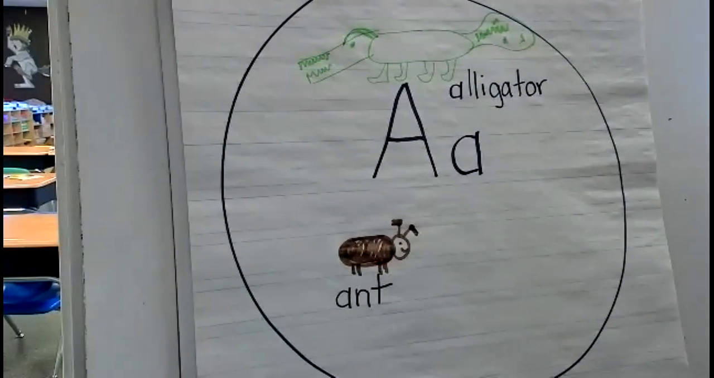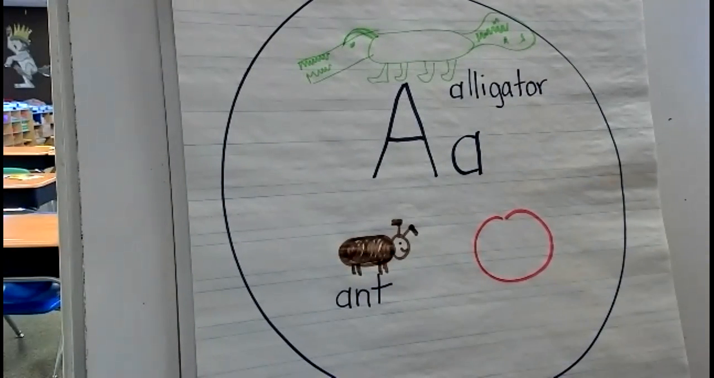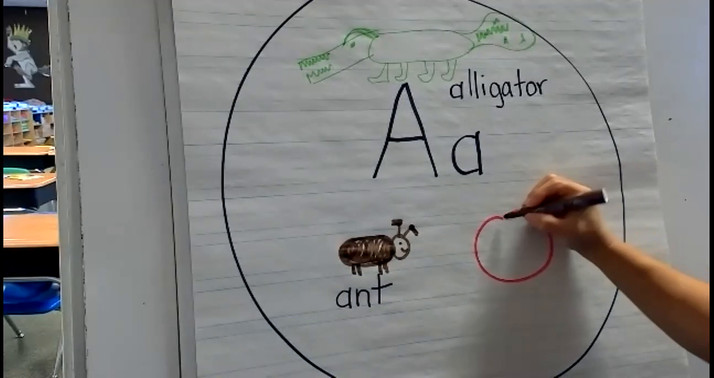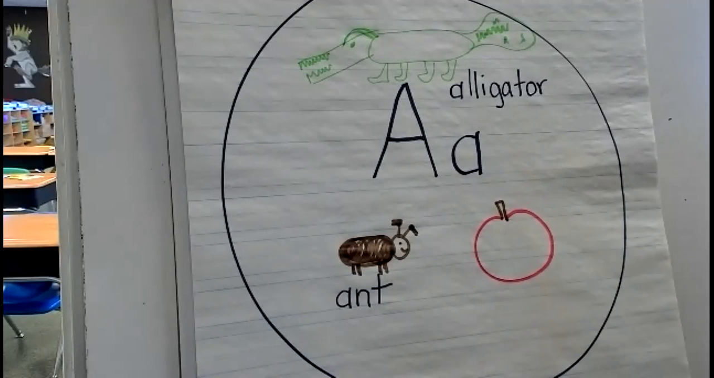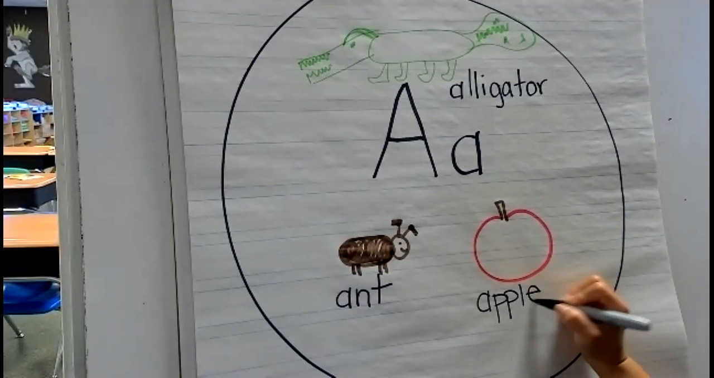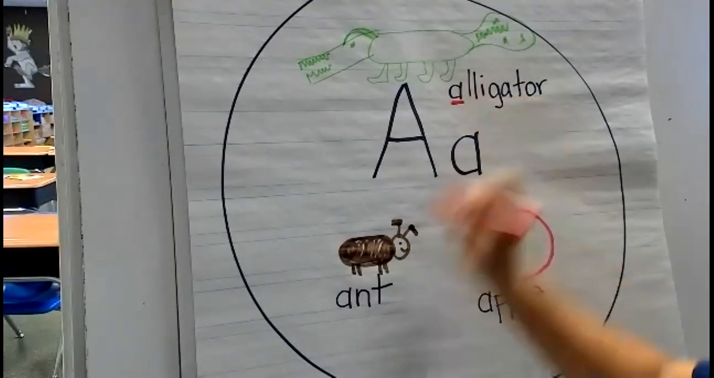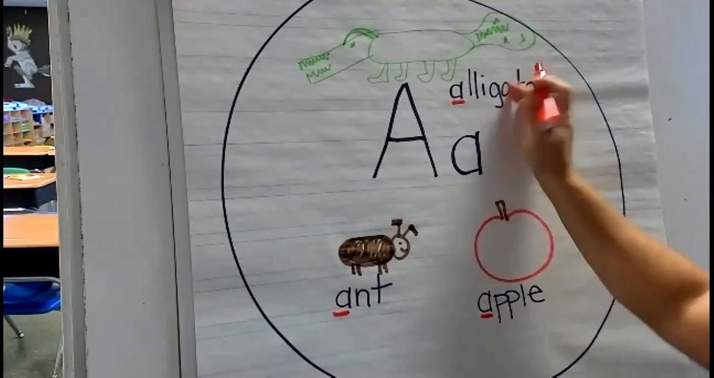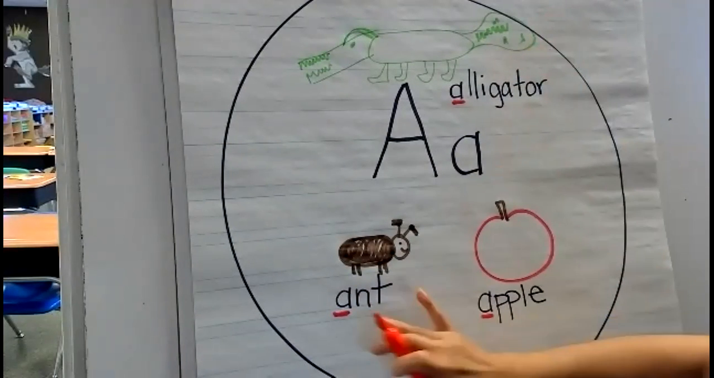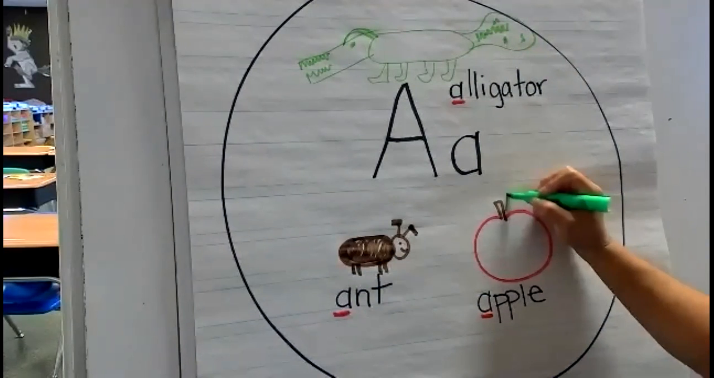How about, let me see if anybody knows this one. How about this one? Oh, who can tell me this one? Apple. Good job. Apple. Look at all these words begin with the sound ah. Apple, alligator, ant. Anybody else can help me with a different word that begins with ah?